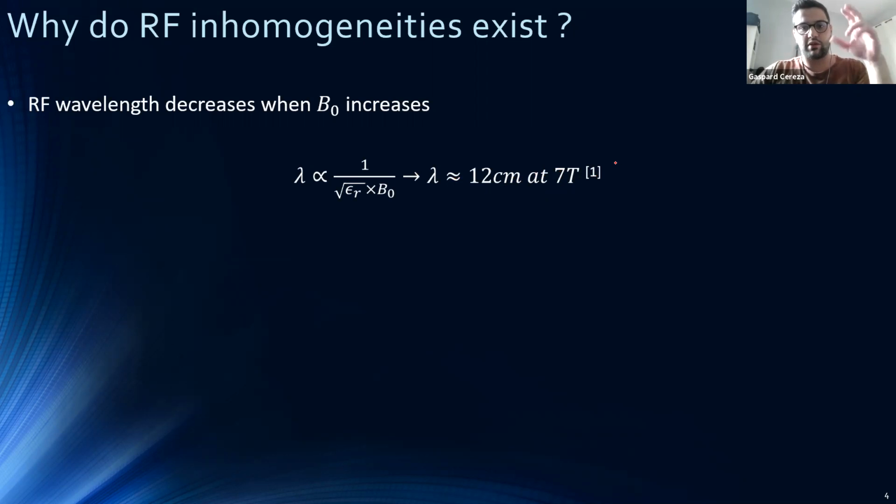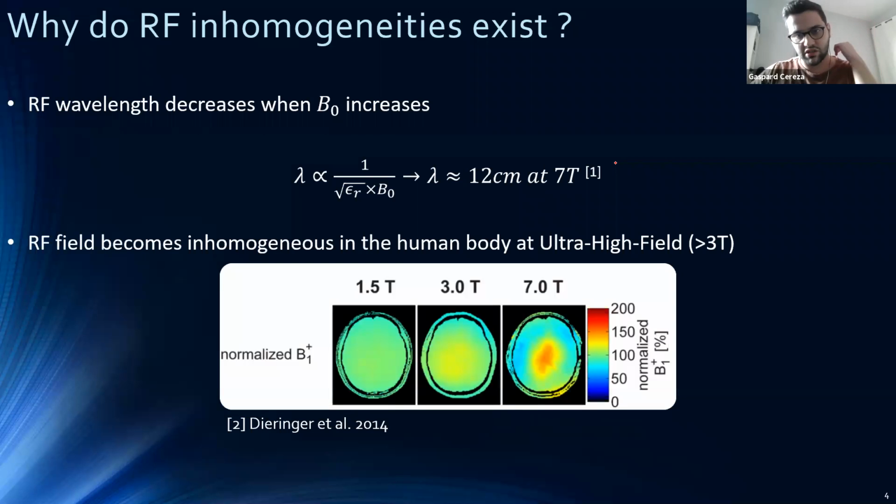So 12 centimeters becomes smaller than most of the body regions we want to image. So it becomes harder to have a homogeneous B1 field at such fields. The RF field becomes inhomogeneous in the human body, as we can see here on these images acquired by Matthias Deringer and his team in 2014.